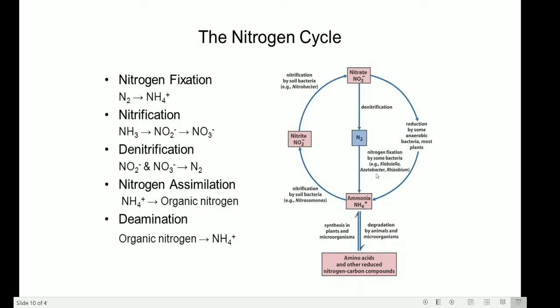Then nitrogen fixation, where N2 is converted into ammonia. The conversion of nitrate to N2 is called denitrification. The conversion from N2 to ammonia NH4 is called nitrogen fixation. Then the nitrate NO3 is converted into N2, and that is called denitrification. That is the major important thing in our unit 6 in this part. It's very important from the question point of view, so I'm repeating this.